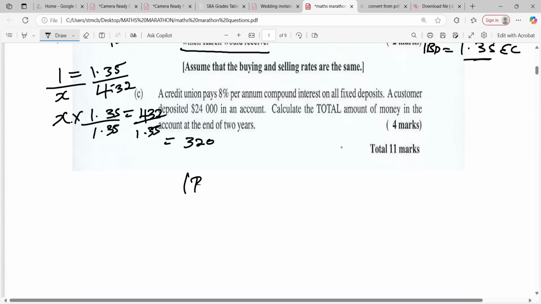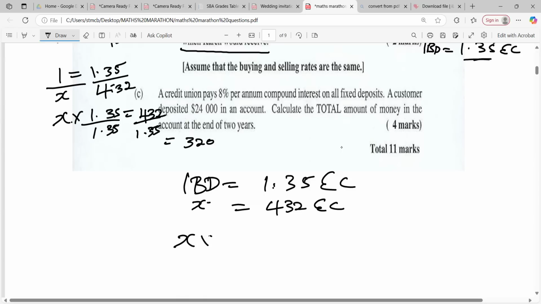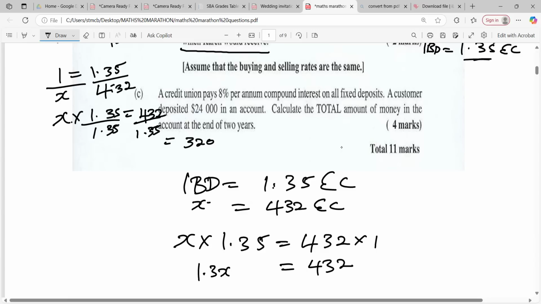So we have 1 Barbados dollar equal to 1.35 Eastern Caribbean, right? And we want to find Barbados dollars. We don't know the value, but we know that this works out to 432 in our Eastern Caribbean. So all we have to do now is multiply x times 1.35, and that must equal 432 times the 1, which is the $1 here. So it will be 432, and then this, our 1.35x.